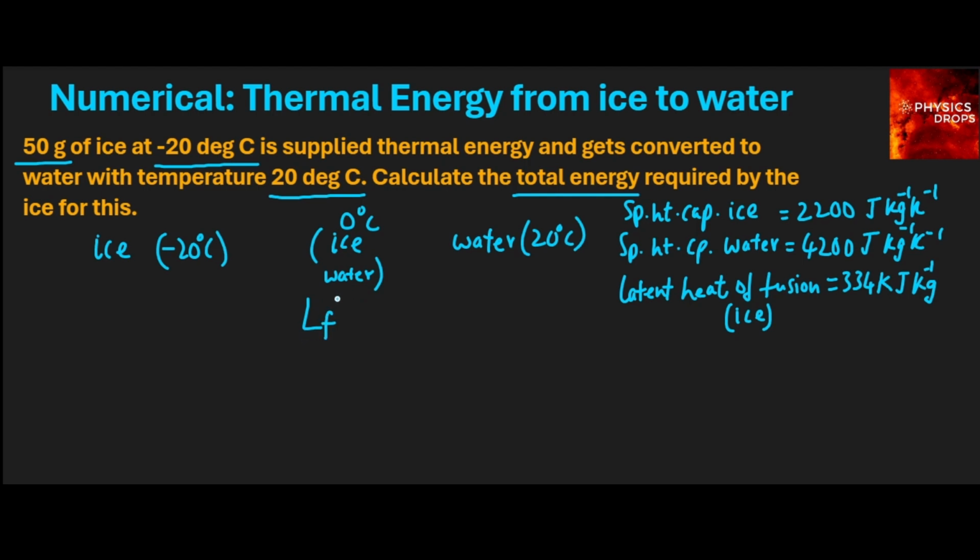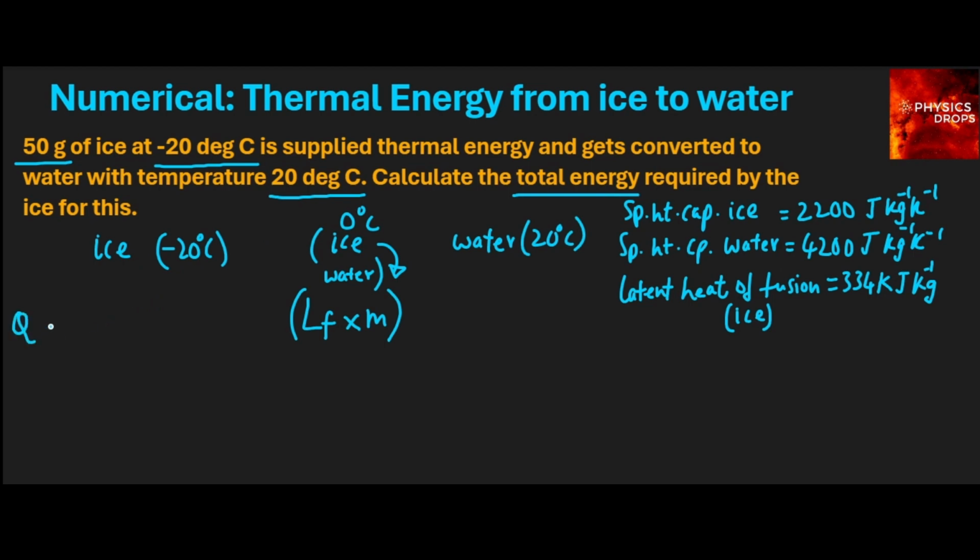Ice becomes water. The temperature remains at that point at 0 degrees Celsius. At melting, there is no change in temperature, but there is an energy in the form of latent heat of fusion times mass. The mass of ice times the latent heat of fusion of ice is going to be the energy at this stage. So first, let's look at the stage where it goes from minus 20 to 0 degrees Celsius.